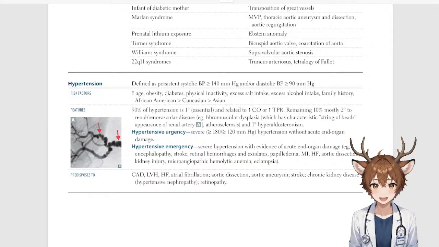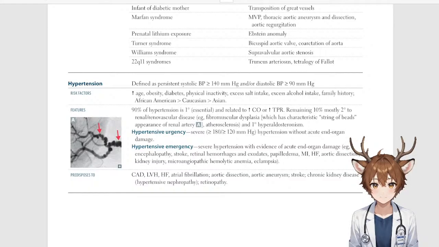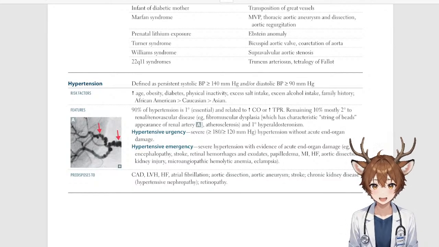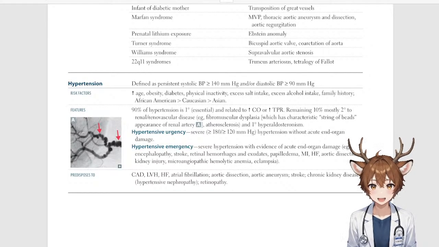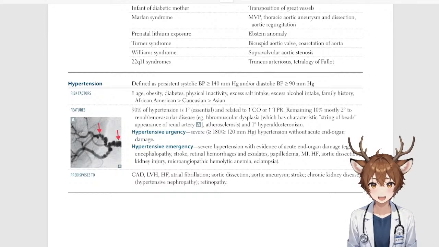But a hypertensive emergency is severe hypertension with evidence of acute end organ damage. For example, encephalopathy, stroke, retinal hemorrhages and exudates, papilledema, myocardial infarction, heart failure, aortic dissection, kidney injury, microangiopathic hemolytic anemia, and eclampsia. Arterioles may show fibrinoid necrosis.